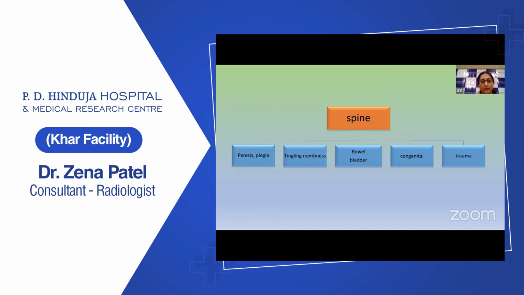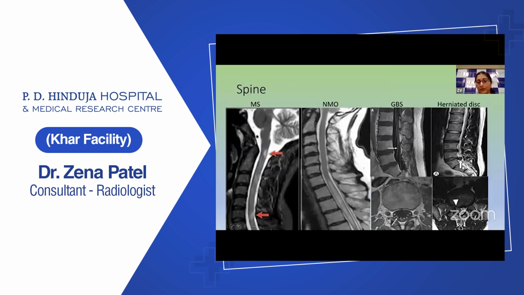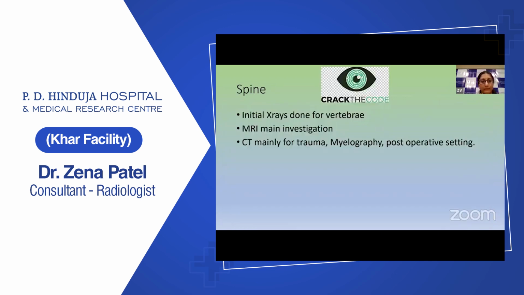So let's go through some examples. This is a case of multiple sclerosis. This is neuromyelitis optica, where there is a cord signal, and Guillain-Barré syndrome. And the last one, which is the commonest, the bread and butter of an MRI, is a herniated disc, which is compressing on the thecal sac. So MRI is very useful for the spine evaluation.